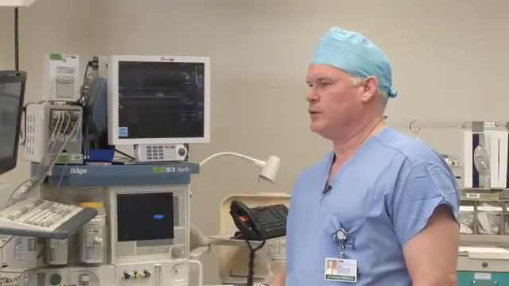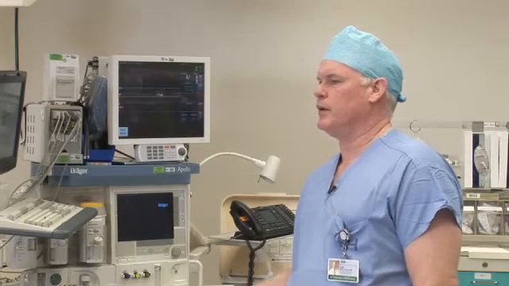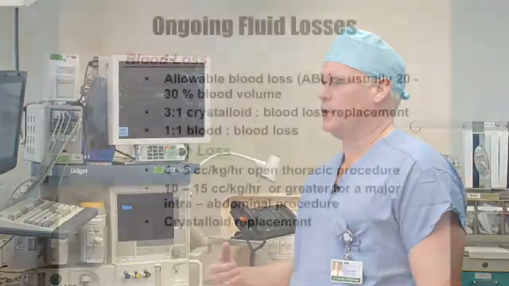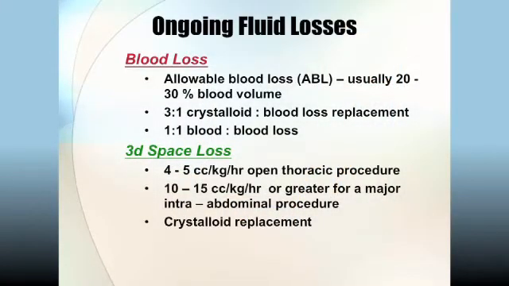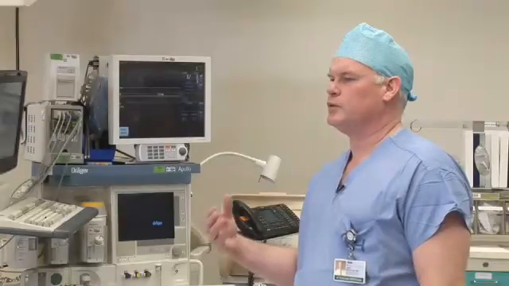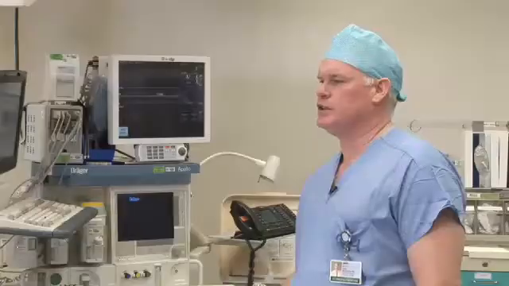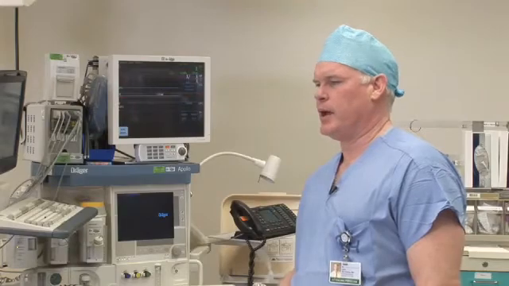A big component in terms of the ongoing losses, again, when we talk about blood loss, we're going to look at, as we described in anesthesia, allowable blood loss. You can lose anywhere from 20 to 30% of your blood volume safely as long as it's replaced appropriately in the OR. When you're replacing blood loss, the allowable blood loss, we're going to give 3 cc's of crystalloid for every cc of blood loss. Once we've calculated allowable blood loss and that allowable blood loss has been exceeded in the OR, then we're going to replace blood cc for cc with packed red blood cells.